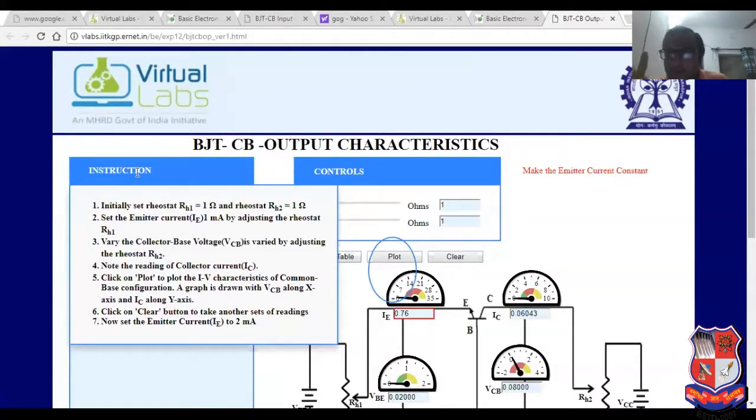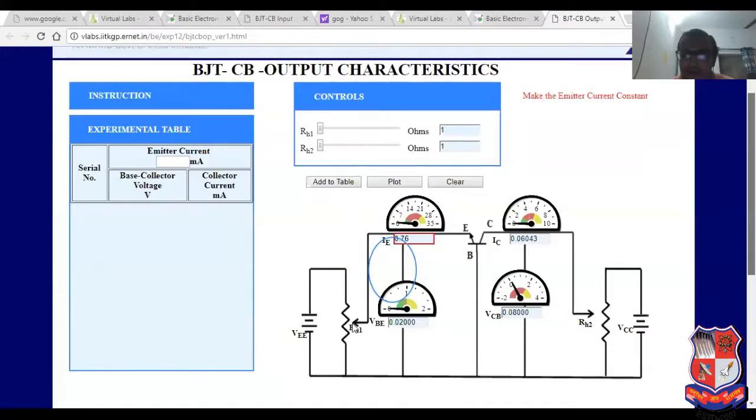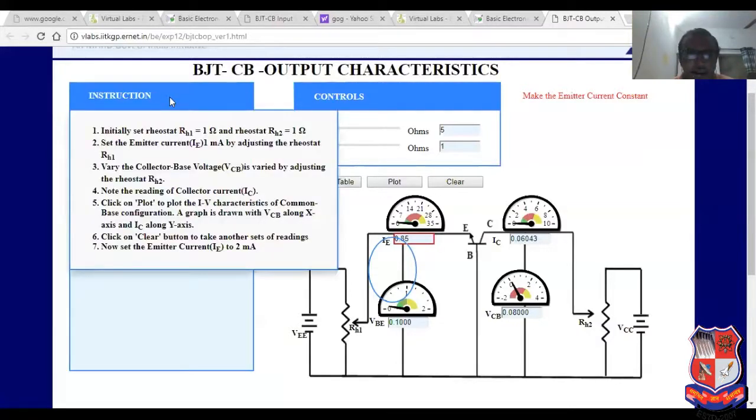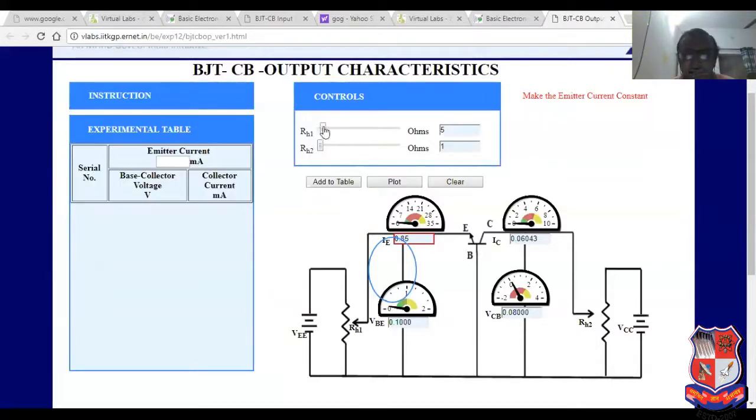Input is constant. So input is constant with the help of rheostat 1. See this, here it is known as rheostat 1, here it is known as rheostat 2. Rheostat means what? Simple potentiometer, variable resistor. Now see, if you want to keep the current constant, IE equal to 1 milliampere. So please keep the current IE equal to 1 milliampere. See this, it is constant.